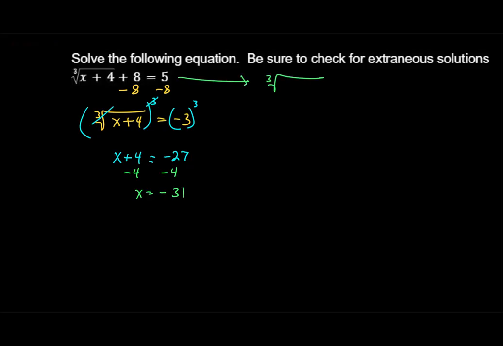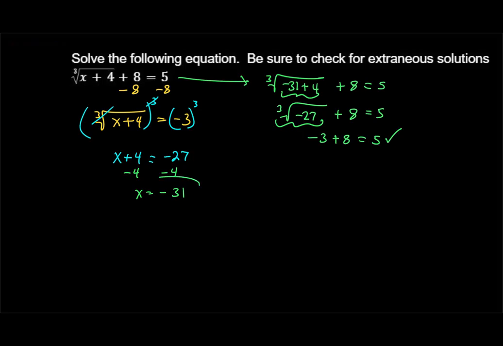If we go back and try to check our answers here, plugging in the negative 31, we'll have the cube root of negative 31 plus 4 with the plus 8 on the outside. Negative 31 plus 4 is negative 27. The cube root of negative 27 plus 8 should be equal to 5 because the cube root of negative 27 is negative 3. And if we add that to 8, we do indeed get 5. So negative 31 is the correct answer.